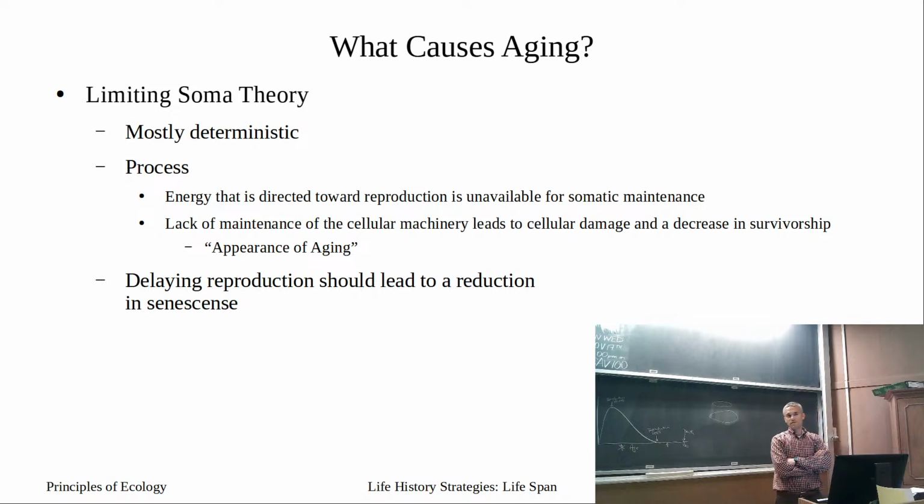If we have this limiting Soma theory at work in a species, we could make predictions that those individuals that delay reproduction should live longer, should have a reduced appearance of aging because they're not investing all of their energy early on in life. They're taking care of their maintenance, they're taking care of their growth. So if you take two individuals, one that reproduces at age 2 and one that reproduces at age 3, when you're looking at both 2-year-old individuals, this one should look younger because they haven't switched and diverted energy away from the maintenance.